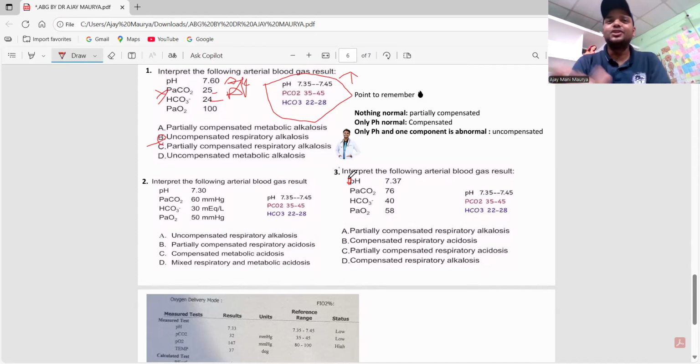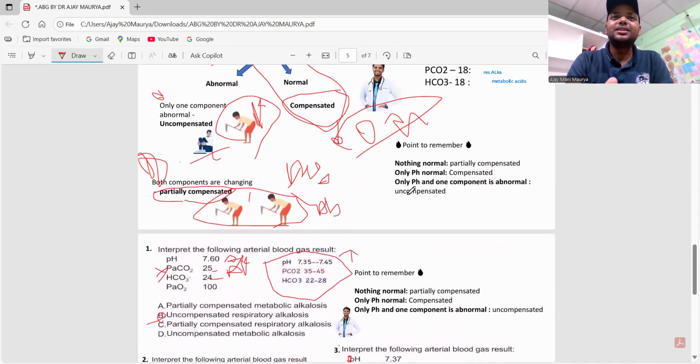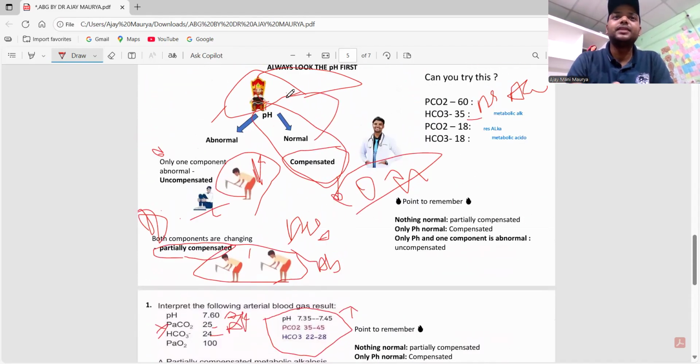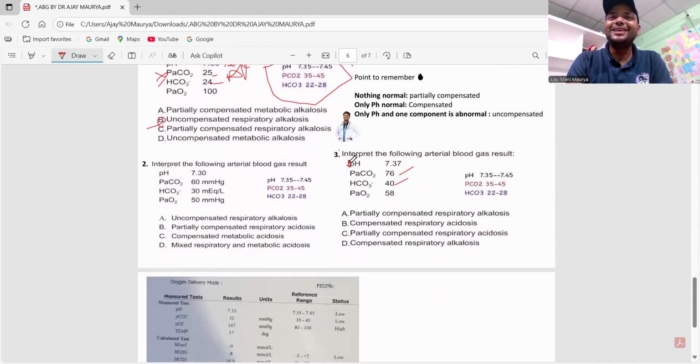They're changing. See, PCO2 is 76. Oh my god, this is high. This is also high. It means what? This is the third scenario. It is compensated. These two are working hard so that the pH is compensated. So pH is normal. They are compensating each other.